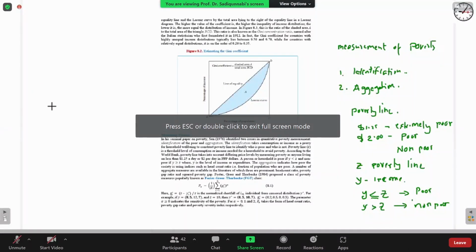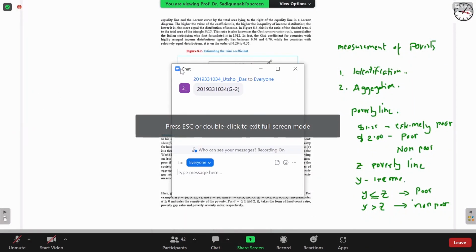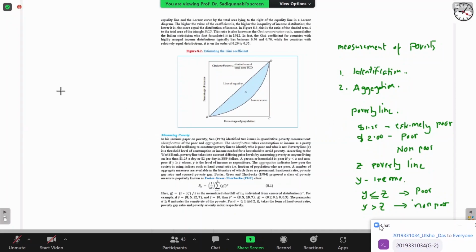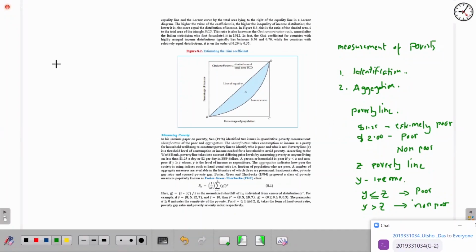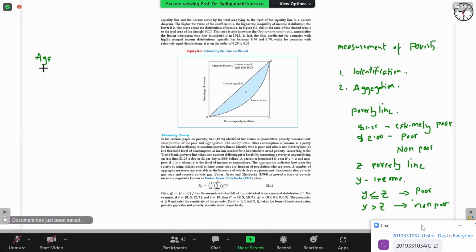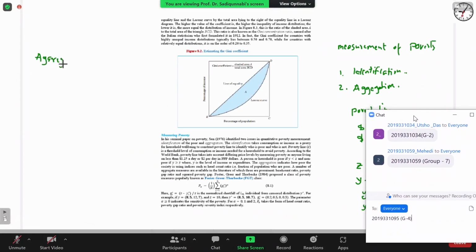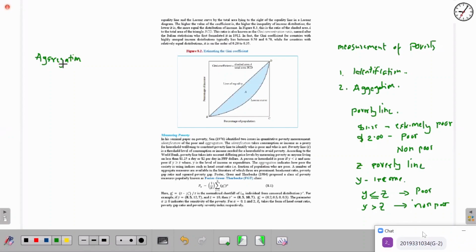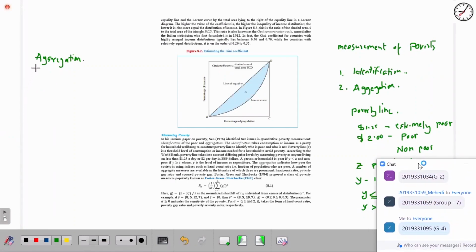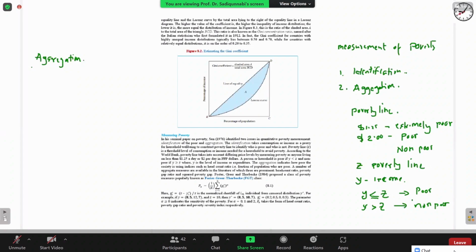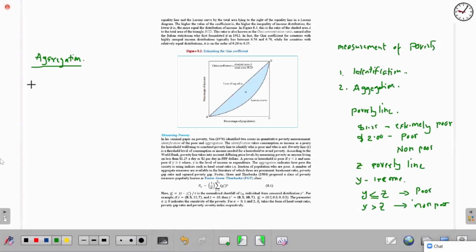Y. So this is called identification. And so what is aggregation? In aggregation, we are counting the number of people or the condition of people who are poor. So if we count the number, we can count by head. So it is called head count.